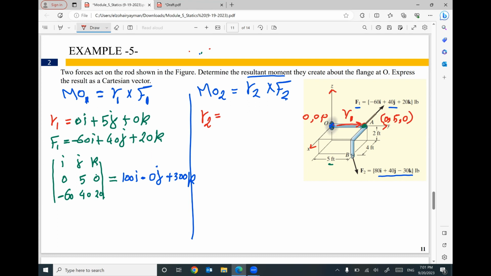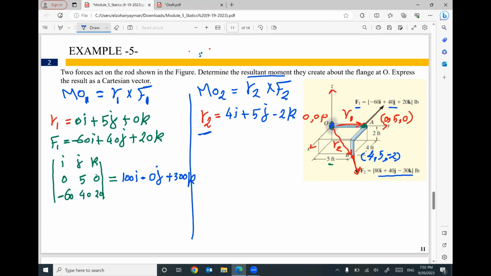R2 is a position vector between the point O and any point on this force. I will select B. So this is your R2. To figure out this vector, I need to figure out the coordinates of point B. What are the coordinates of point B? If you would like to move from the origin to point B, I will move in x 4, in y 5, and in z -2. Does that make sense? So the position vector between O and B will be coordinates of point B minus O. It will be 4i, positive 5j, negative 2k.